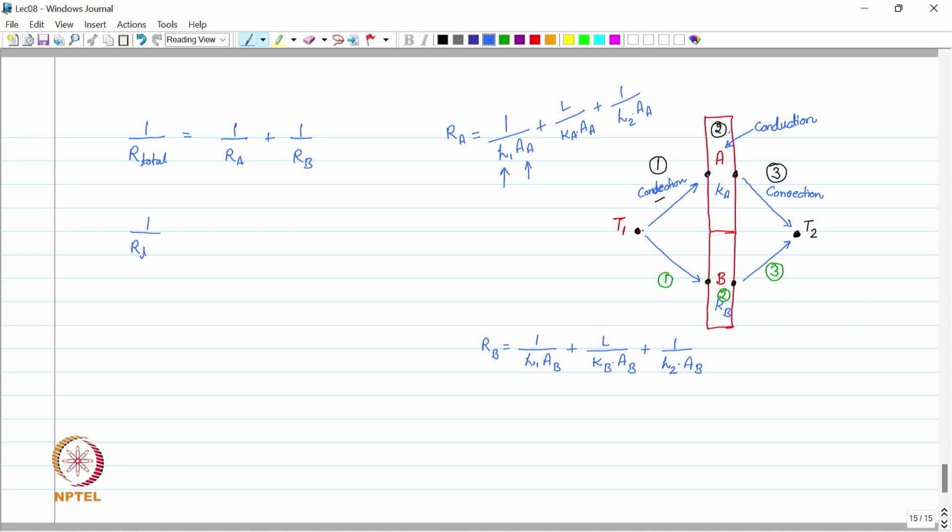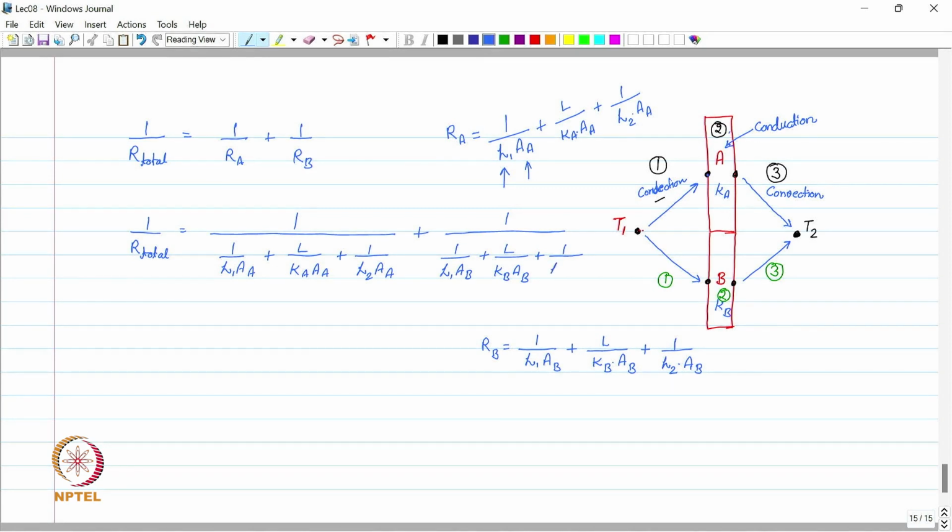1 upon R total is equal to 1 upon H1 AA plus L upon KA into AA plus 1 upon H2 into area of A, plus 1 upon H1 into area of B plus L upon KB into area of B plus 1 upon H2 into area of B. So this is how we can write the total resistance of two materials when they are connected in parallel.